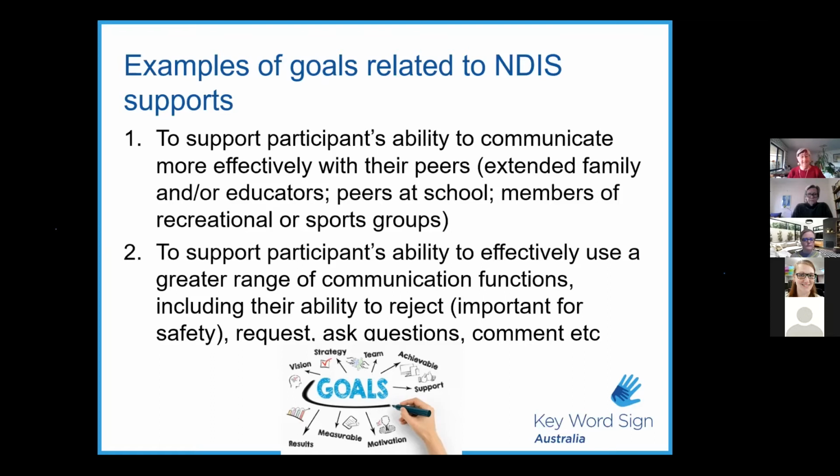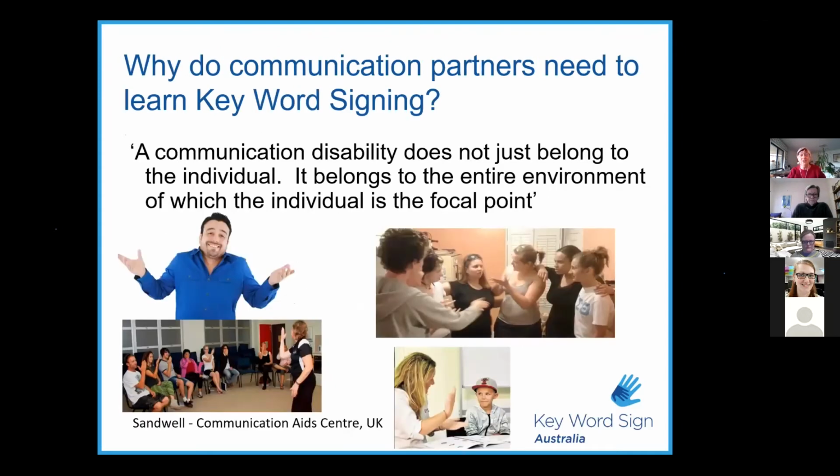So that's a great goal that might be very appropriate, but providing keyword sign support is part of the way of actually helping that person to meet that goal or achieve that goal.